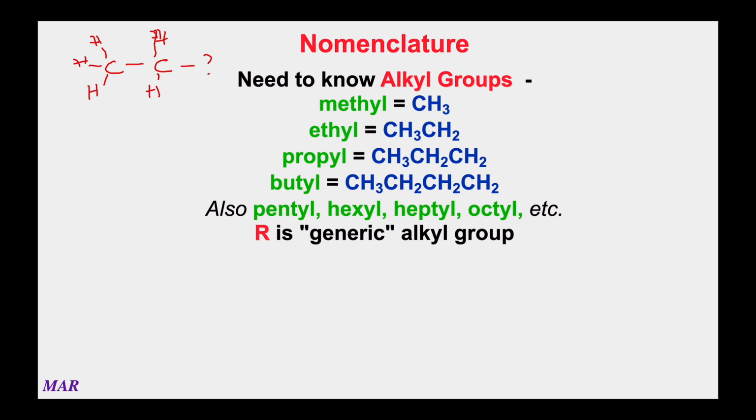We're going to see that using an R is a helpful term here. And R just means you have some generic alkyl group connected to it. So if you see a big R, it just means you could have a methyl group, you could have an ethyl group, all kinds of stuff.